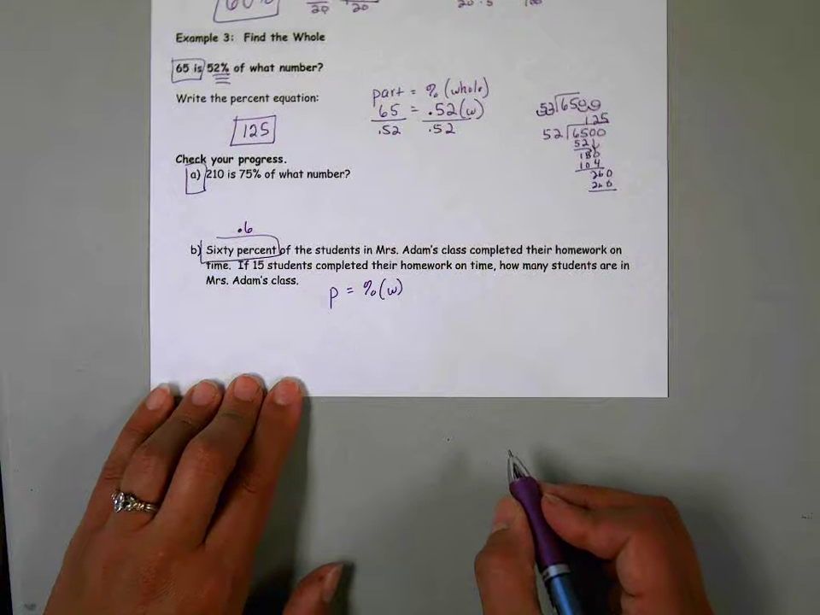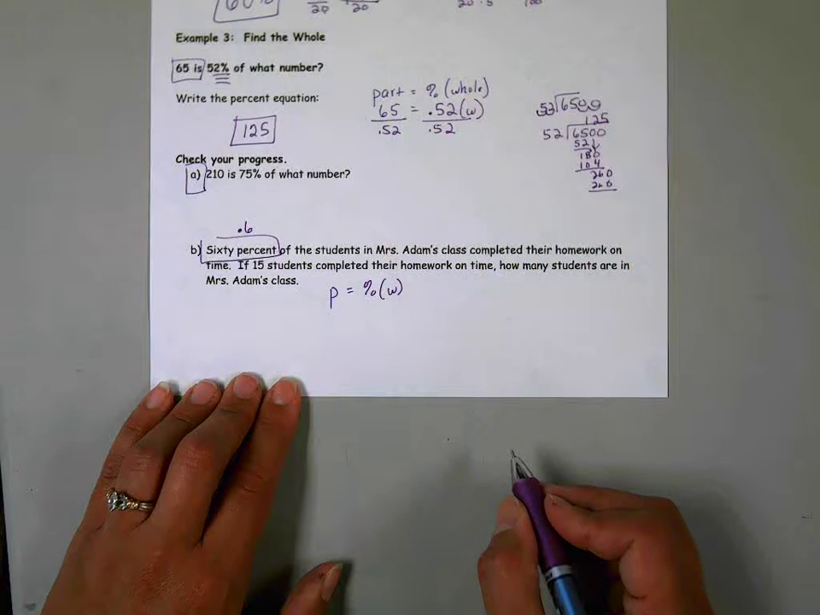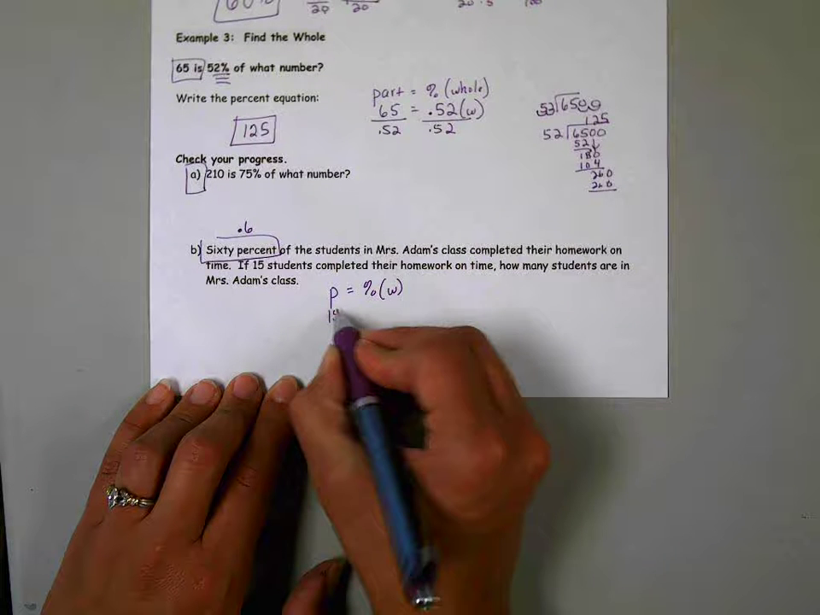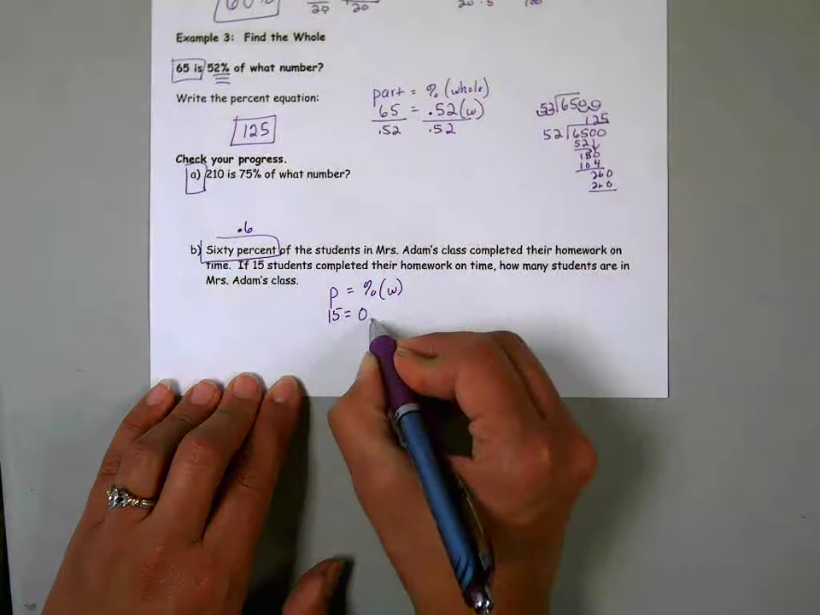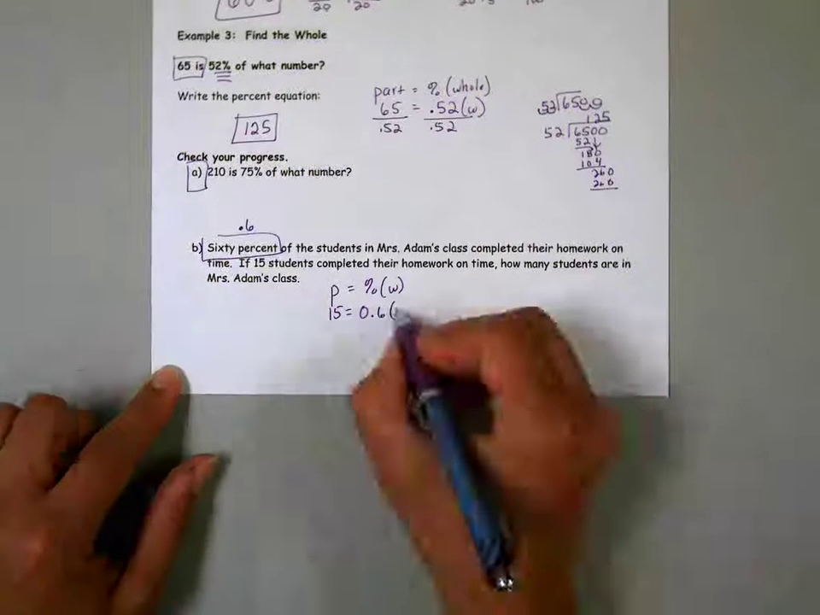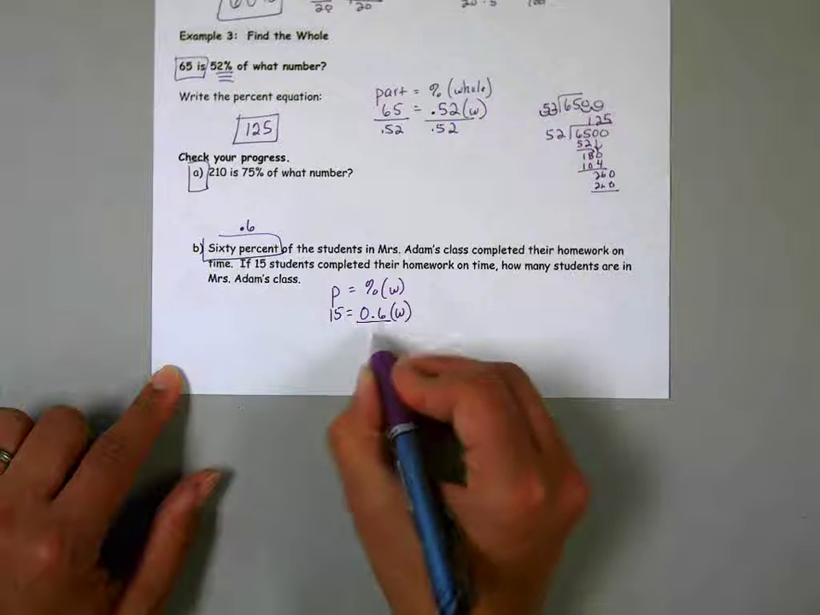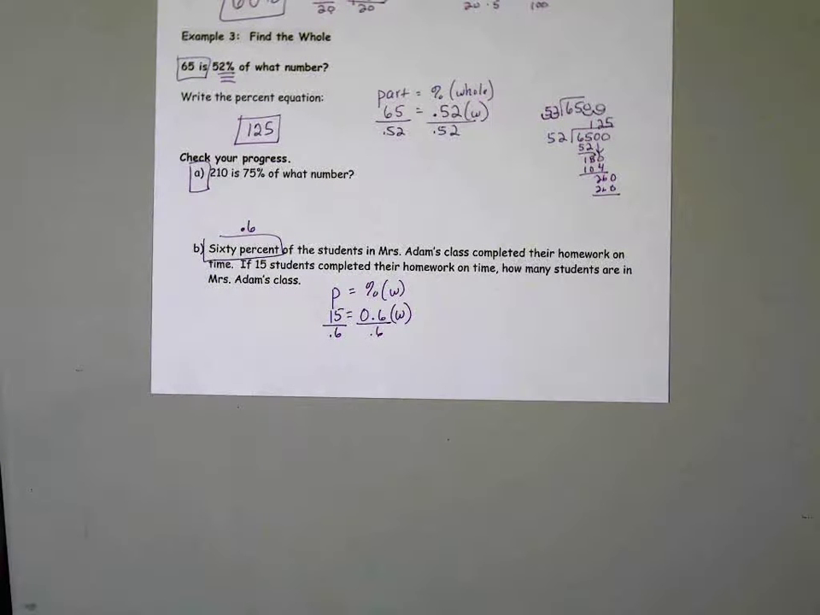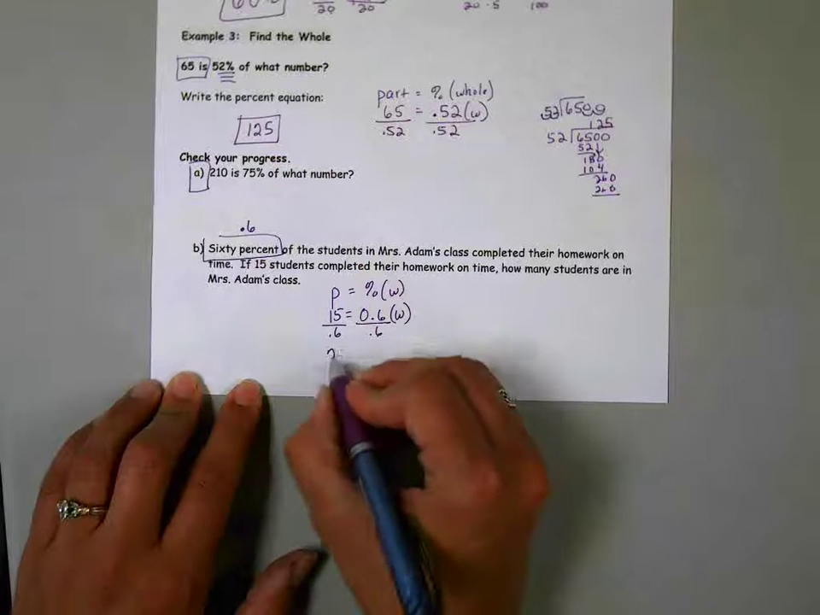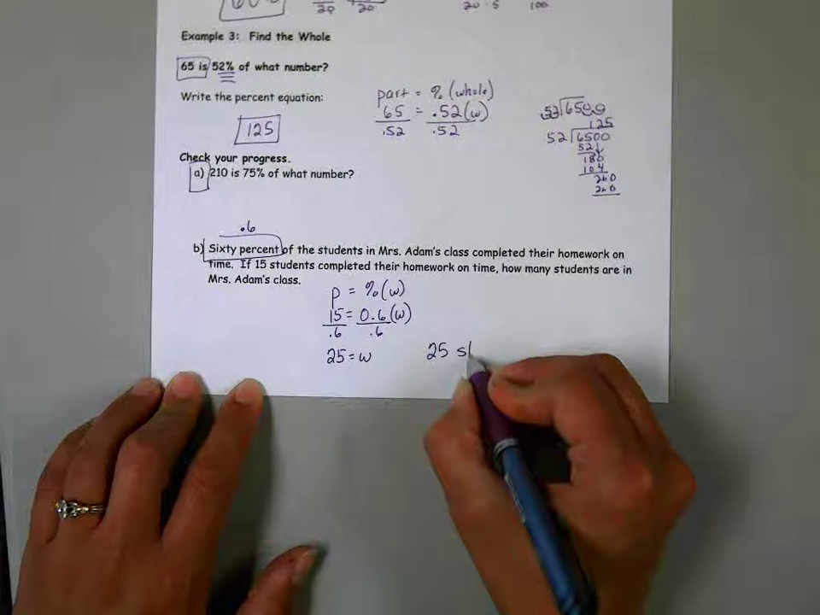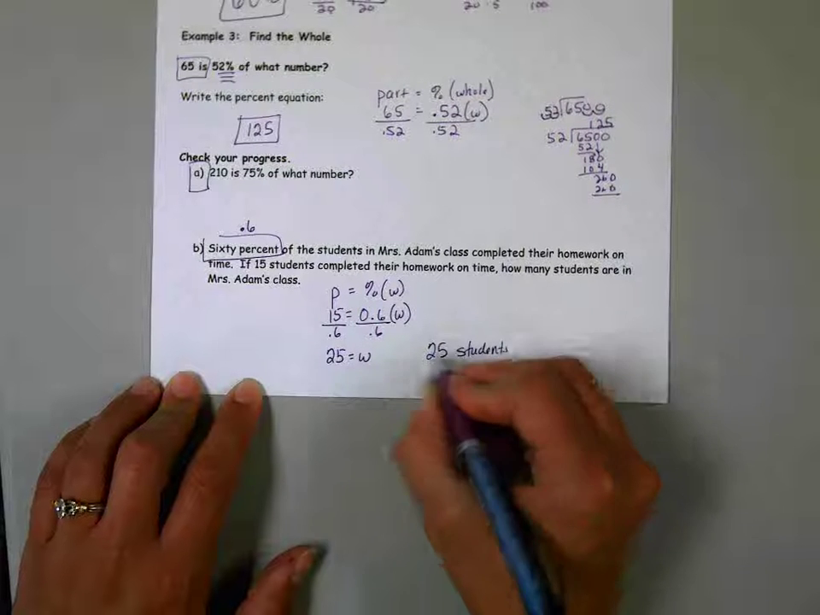15 is that number that completed their homework. But we don't know the total amount. So our part is 15. Our percent is 0.6, and we're looking for the whole, the total number of students in that class. I'm going to divide both sides by 6/10, and 15 divided by 6/10 is 25. So there are 25 students in Mrs. Adams' class.